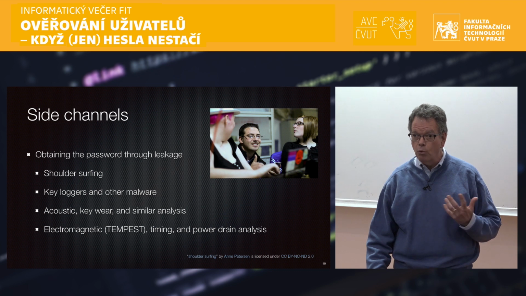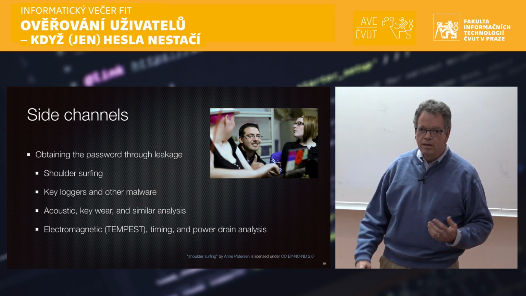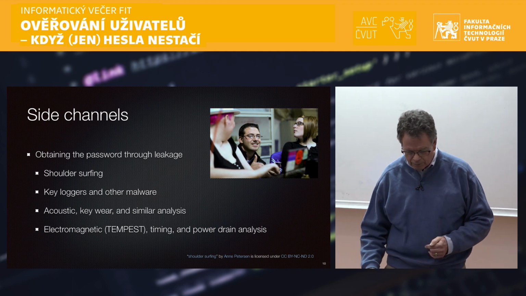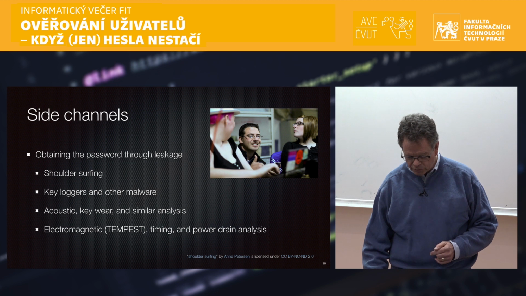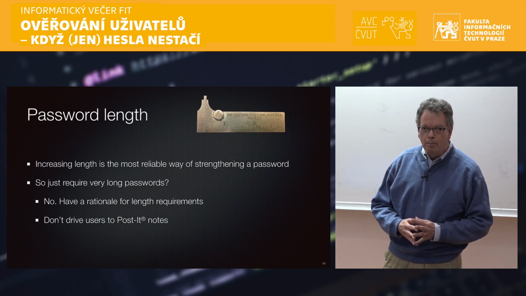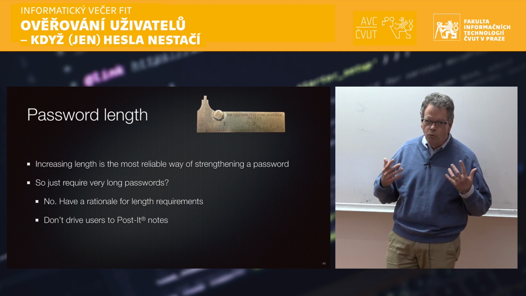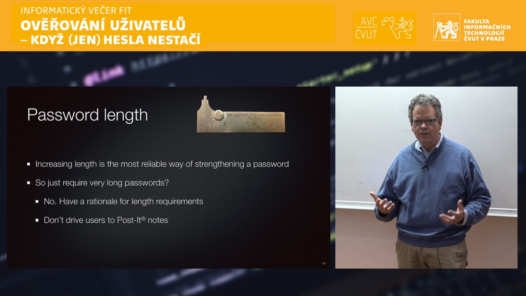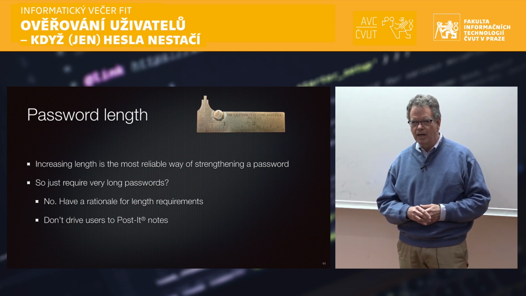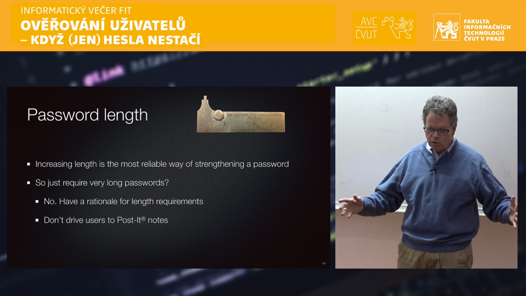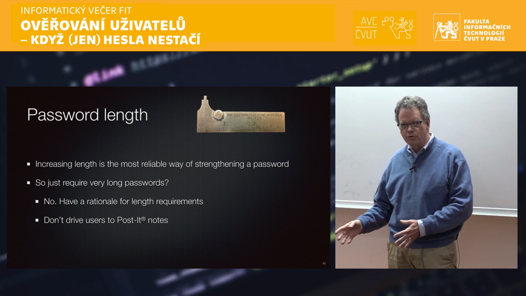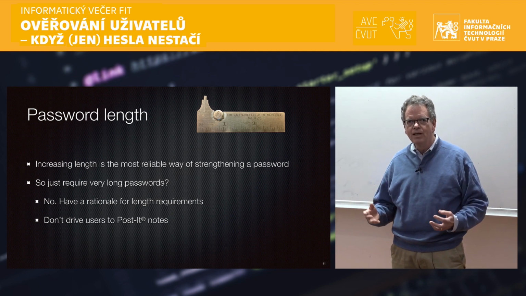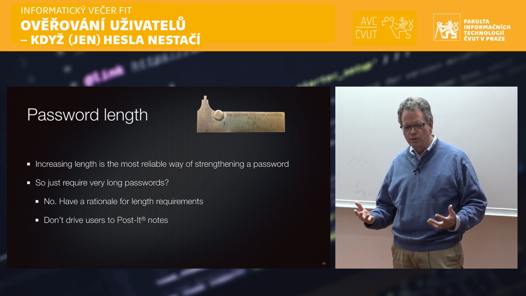And then side channels, I mentioned, are things like shoulder surfing and key loggers. For example, if you've got malware running on your PC, that's another example of a side channel that you should be concerned about. Now, password length is the one thing that you can most reliably say is going to help the strength of your password generally. Of course, if you make your password longer by making it password, password, password instead of password, it doesn't necessarily help. But generally, if you add more characters to your password, it's stronger.